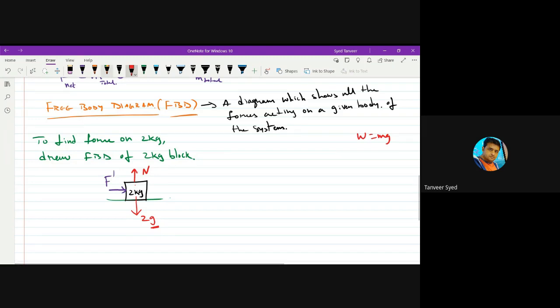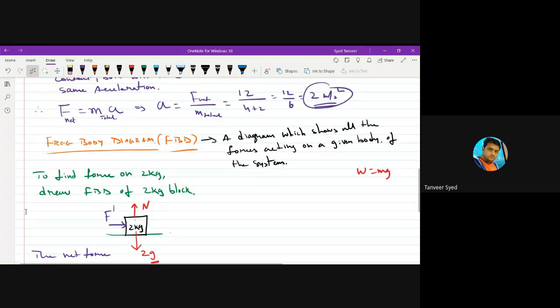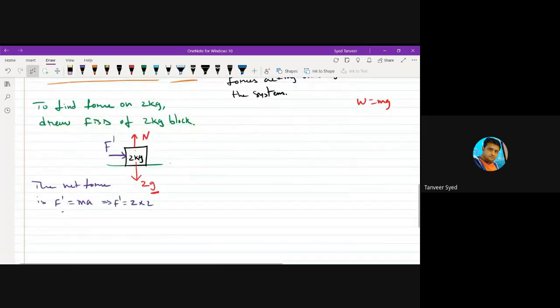Right. So what is the net force here? The net force is F dash only. And how much is F dash? F dash is equal to M into A. What is M? 2 kg. What is acceleration? We have got acceleration here, 2. So F dash is equal to 4 Newton.